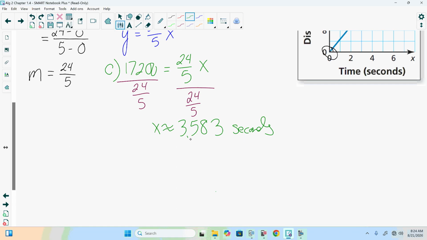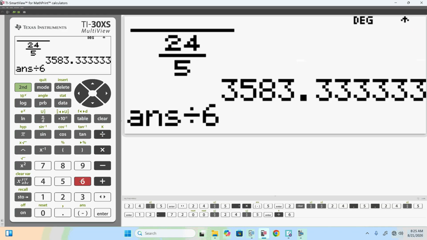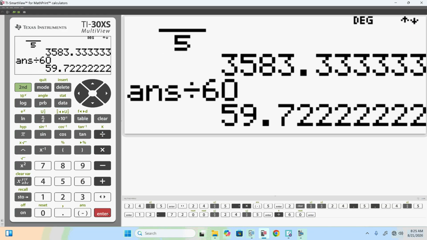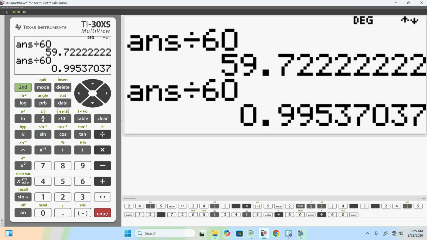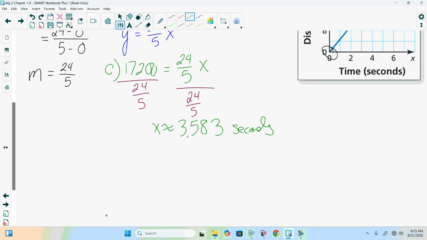There's 3,600 seconds in an hour. 60 times 60. It takes 59.72 minutes. 0.9953 hours. And they're like, okay, cool. That is stupid fast. We would agree with that there.